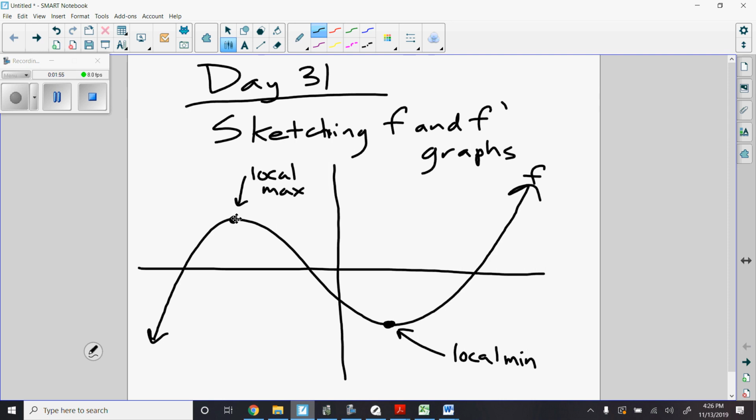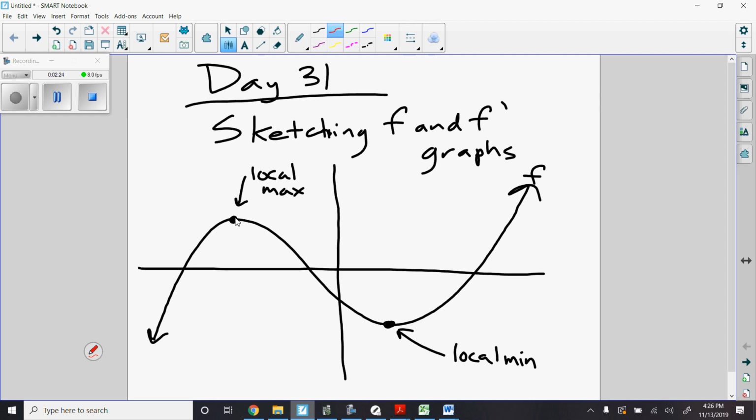So what I want to think about is I'm going to sketch my f prime graph in red. But pay attention, because of the two examples I'm going to do today, the first example is sketching f prime based on f. The second problem will be sketching f based on f prime. They're done differently, but it's kind of the same process. We just have to think forwards and think backwards.